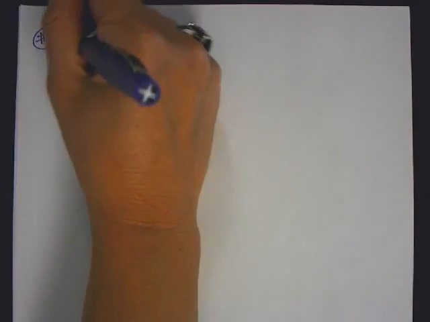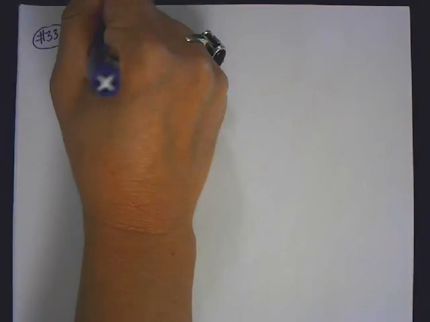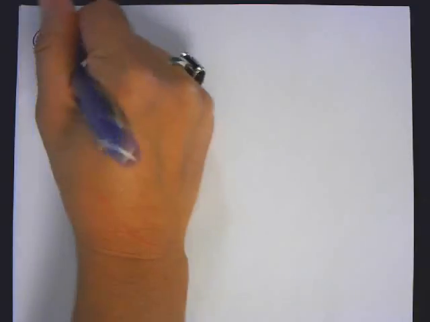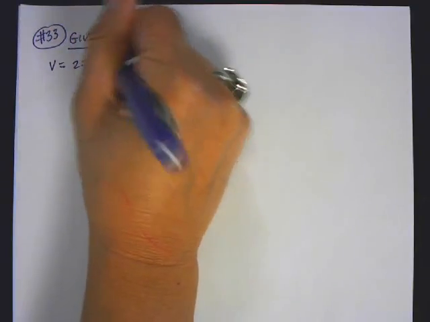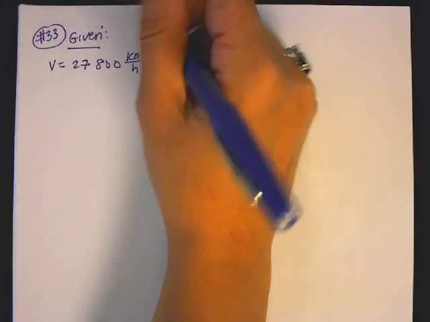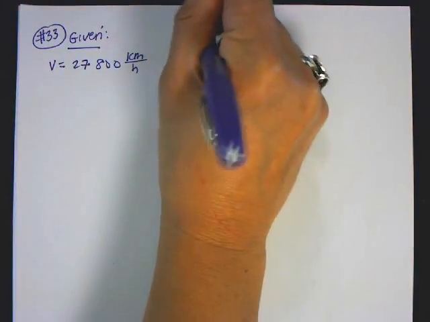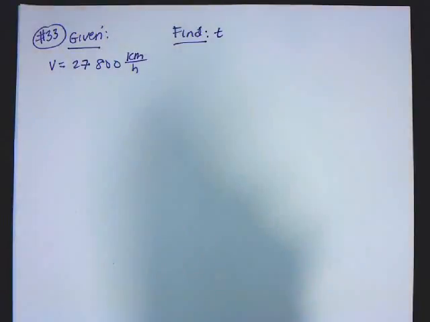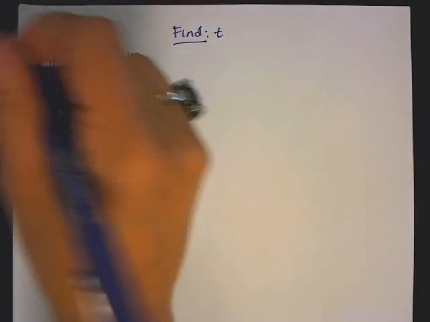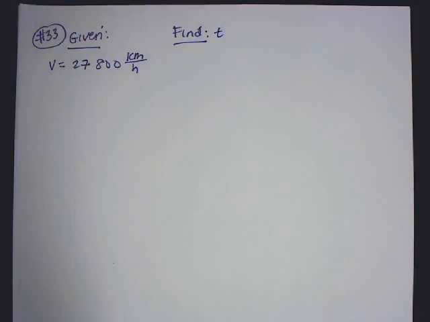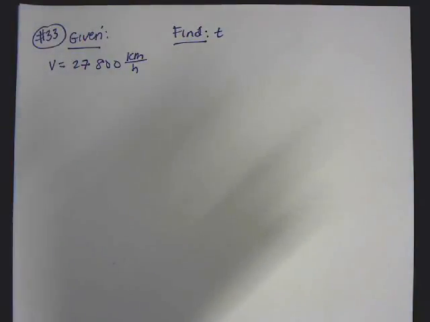So it says that the average speed of an orbiting shuttle is, so I'm going to write my given. The speed is 27,800 kilometers per hour. Determine the time, so I want to find the time, required for it to circle Earth. Assume the shuttle is orbiting 320 kilometers above the Earth. So already I'm trying to get confused because I'm not sure what they're talking about.